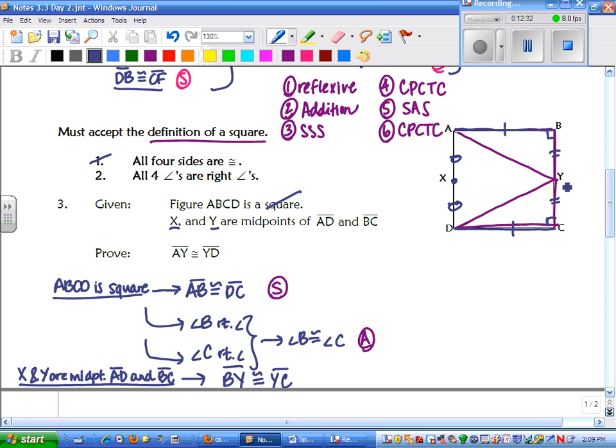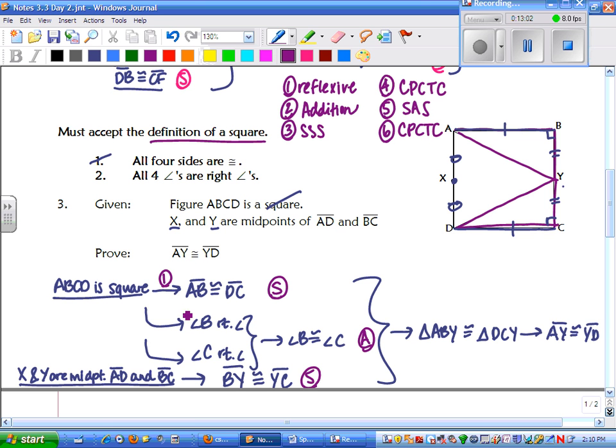Okay, since those 2 segments are going to help me in my triangles that I want to prove, this will be my last side. So now I have side, angle, side. I can go ahead and group the 3 and say that now triangle ABY is congruent to triangle... Let's see, if I have ABY, I must say DCY. And now I can say AY is congruent to segment YD. And I'm done. Go ahead and write down the numbers.